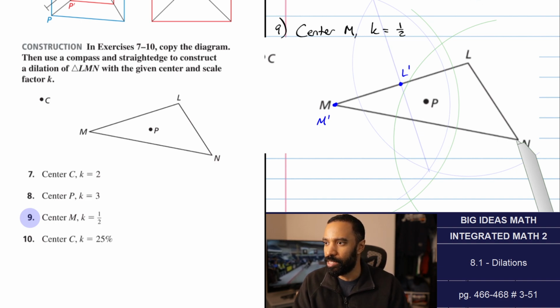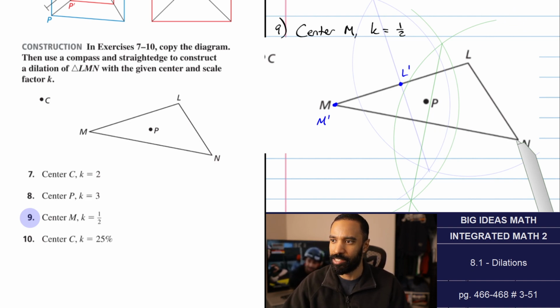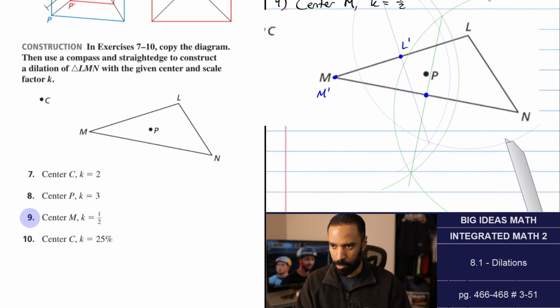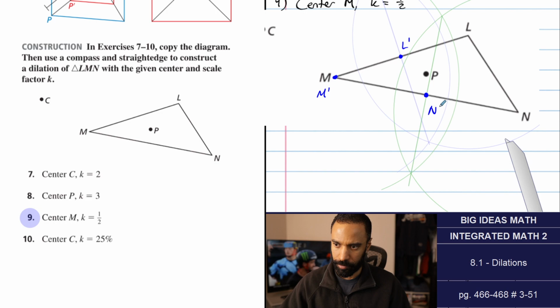Now this green thin line, I'm going to do right there. It's going to be yet another perpendicular bisector. The only importance of this perpendicular bisector is that this is a midpoint, half the distance from M to N. This makes this N prime. I'm going to keep those on there just for reference.